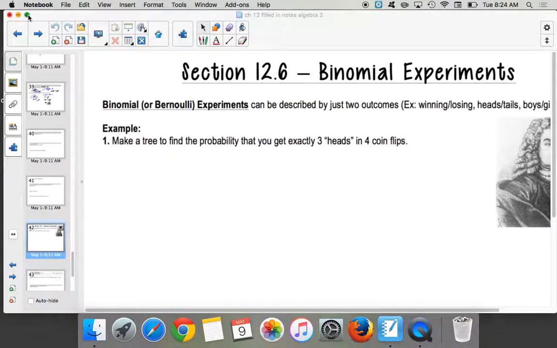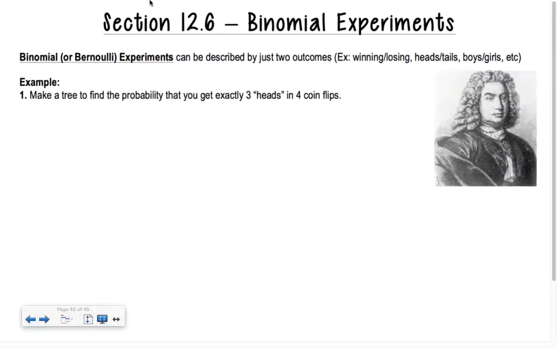Chapter 6 is on what we call binomial experiments. You might also hear these called Bernoulli trials, because that's Bernoulli. He's a mathematician. There were several Bernoullis, but that's the one that came up with the Bernoulli experiments. Like I said, it's described by just two outcomes: winning, losing, heads, tails, boys, girls, etc.